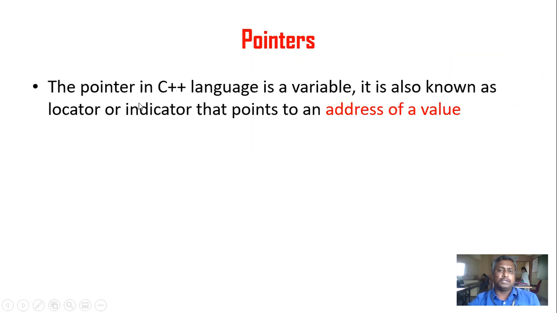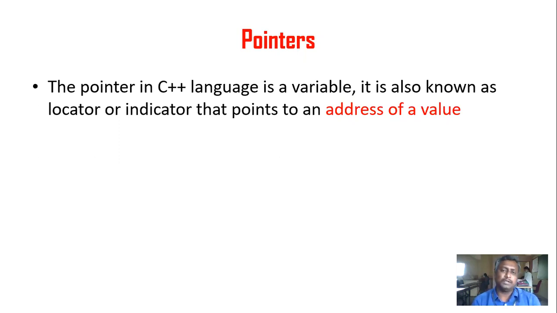A pointer in the C++ language is a variable. Many times we also act as a pointer as a human being. When somebody wants you to do something, you will point to some other person, right? That means I don't have that ability; probably somebody else has. So that particular person can do it.